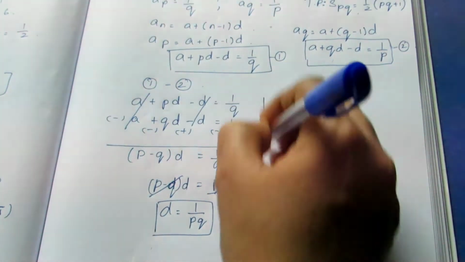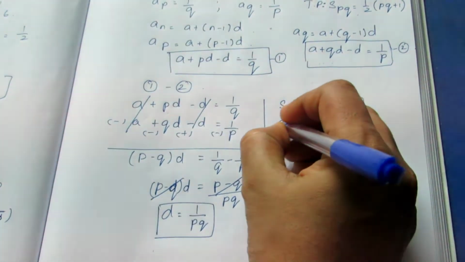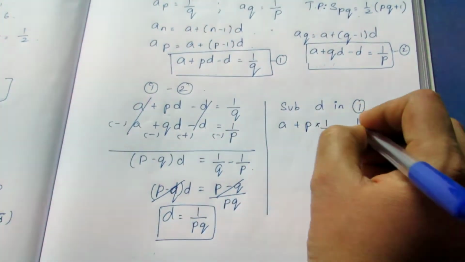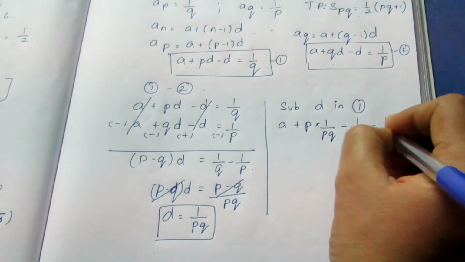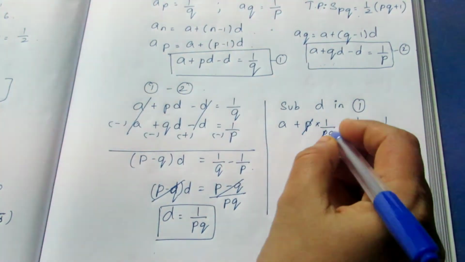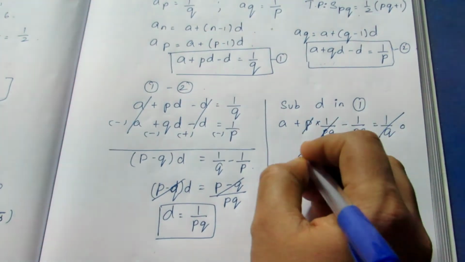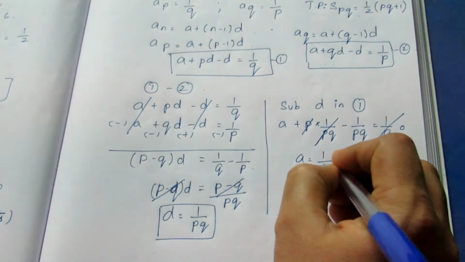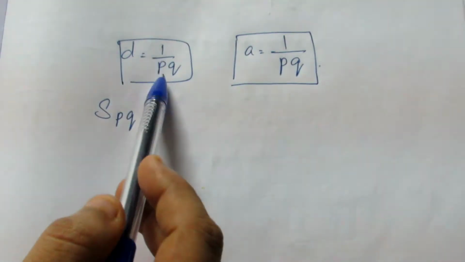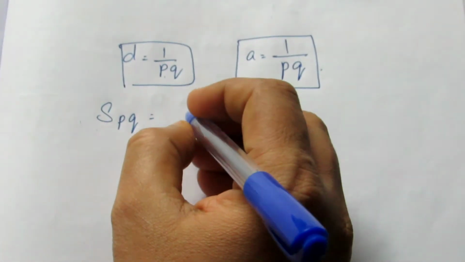Substitute d in 1. If I substitute d, it becomes a plus p into 1 by pq minus 1 by pq is equal to 1 by q. This gets cancelled, and this is 1 by q. Even 1 by q gets cancelled. Here 0. So a is equal to, if this goes to this side, it becomes 1 by pq. So we found d equal to 1 by pq and a equal to 1 by pq. Now we need to find S_pq to prove.